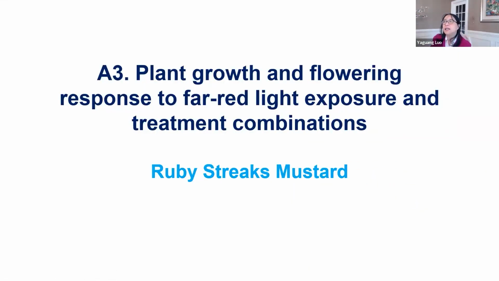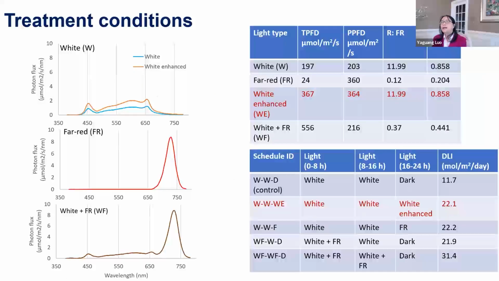Because of the significant difference we saw on the ruby streak mustard in response to far red, we decided to do a focused study on ruby streak mustard. Here are the treatment conditions. In this one, we added a white enhanced treatment so that it helps with the comparison with the far red treatments. So in terms of PPFD, total PFD, and DLI, they are relatively comparable.